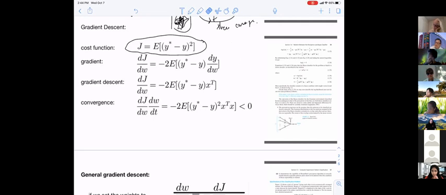So you have a cost function here. We have the gradient of the cost function, which I wrote before, and then gradient descent. Now, what is gradient descent actually, and then convergence? If you look at the gradient with respect to w, I get this dy/dw. Again, y equals w transpose x, so dy/dw gives you this x transpose. And now dJ/dW equals that.